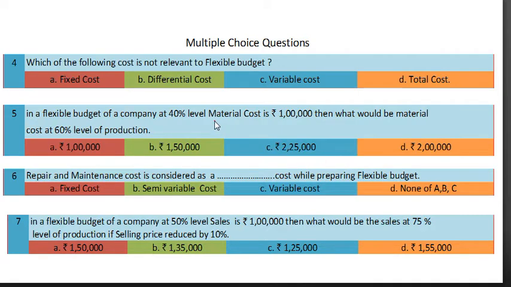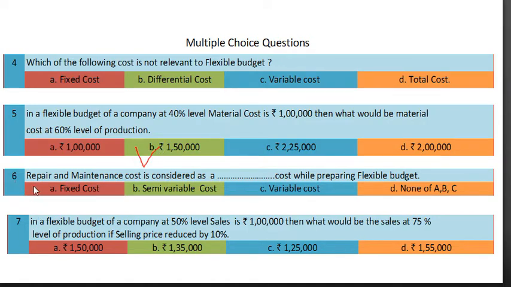Students, material cost is 100% variable cost. It varies with production proportionately. So at 40% level material cost is 1 lakh. So at 60% level it would be question mark. So 40 is equal to 1 lakh, 60 is equal to question mark. So 1 lakh multiply 60% divide by 40%. So it would be rupees 1 lakh 50,000. So our correct answer is B, rupees 1 lakh 50,000.